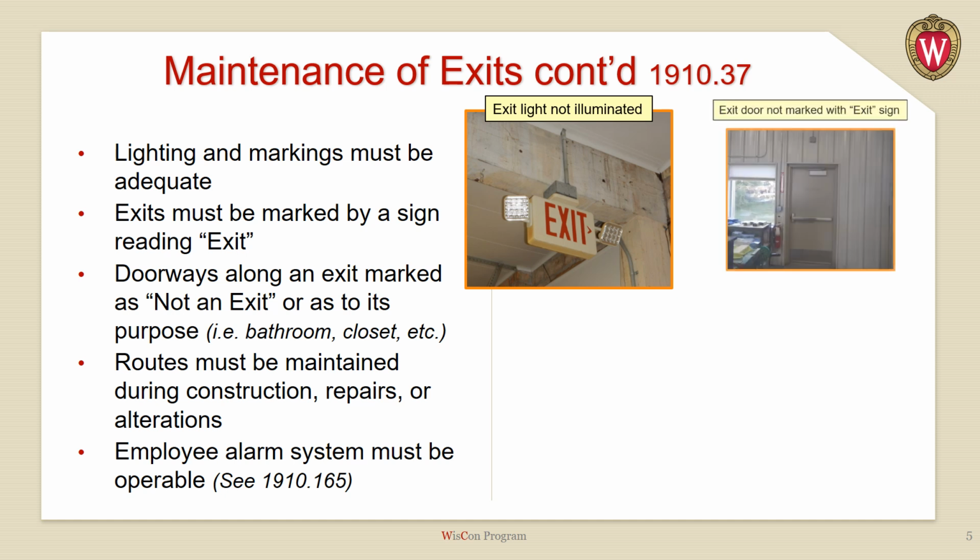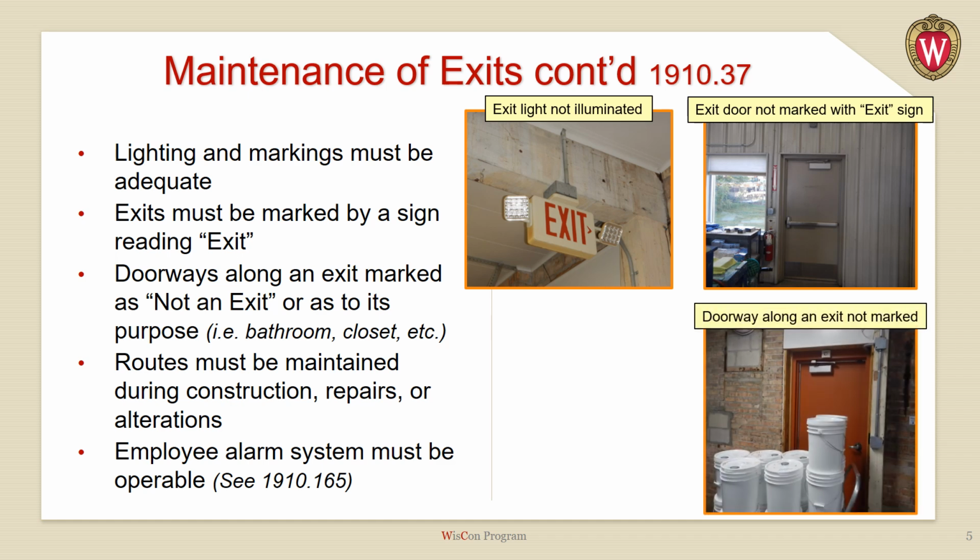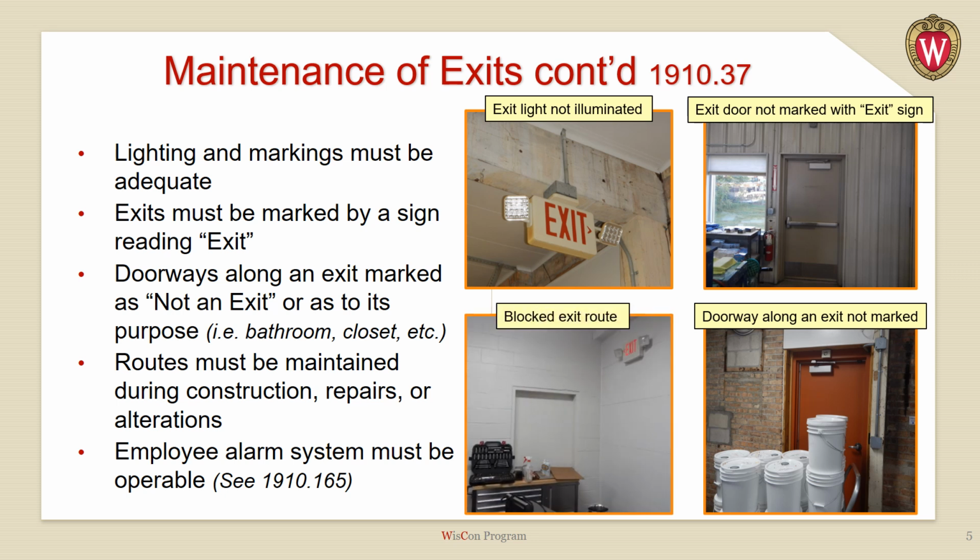Exits must be clearly visible and marked by a sign reading "Exit," and doors should be free of decorations or signs that may obstruct the visibility of the door. Each doorway or passage along an exit access that could be mistaken for an exit must be labeled as "Not an Exit" or as to its purpose, such as bathroom, closet, or break room. If the direction of travel to the exit is not apparent, then signs indicating the direction must be posted along the exit access. Exit routes must be maintained during construction, repairs, or alterations.